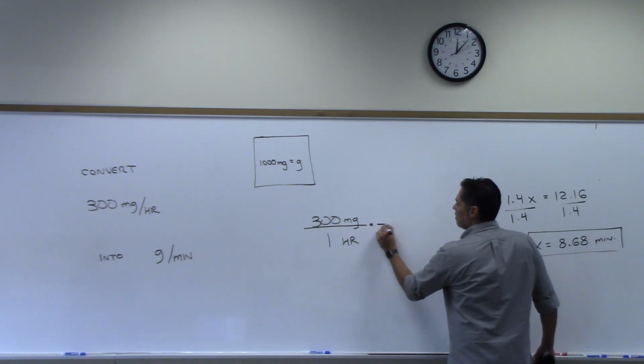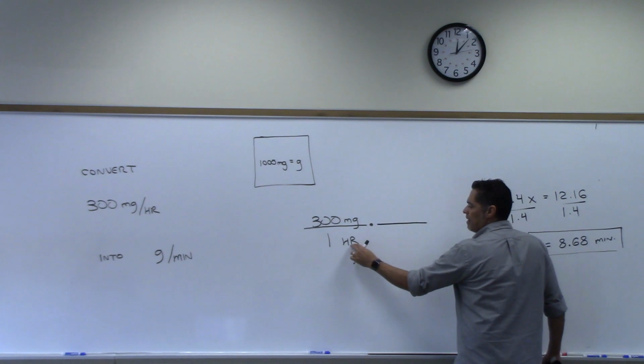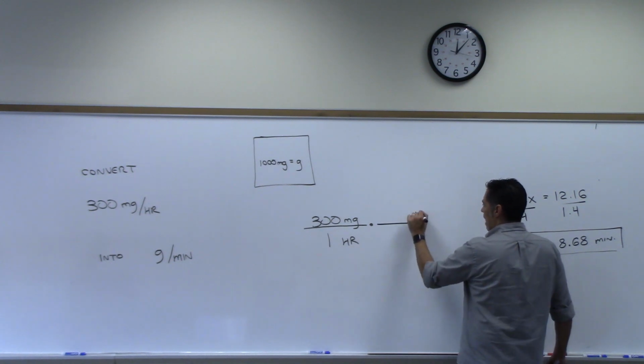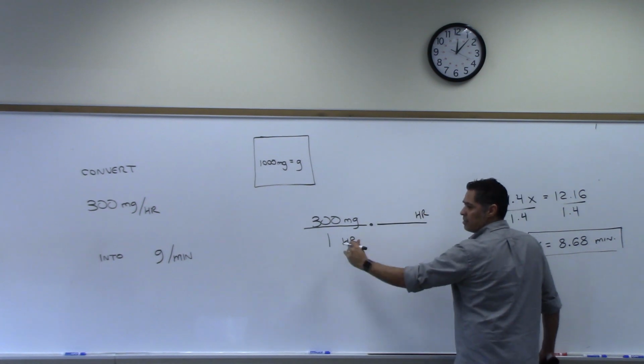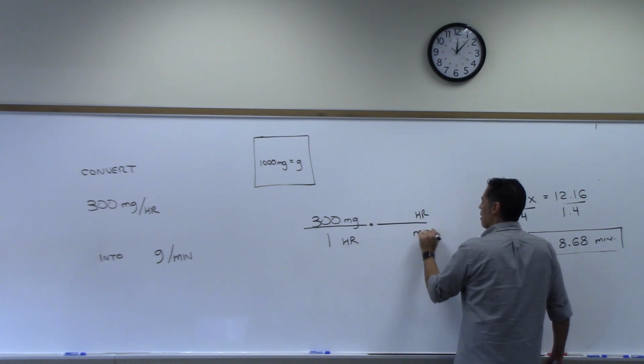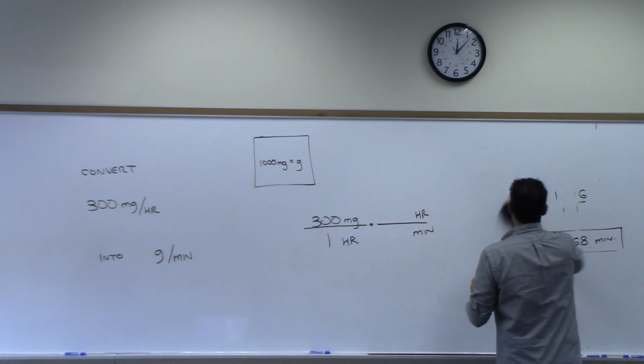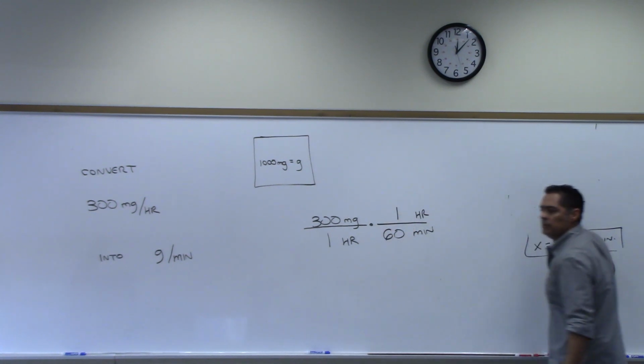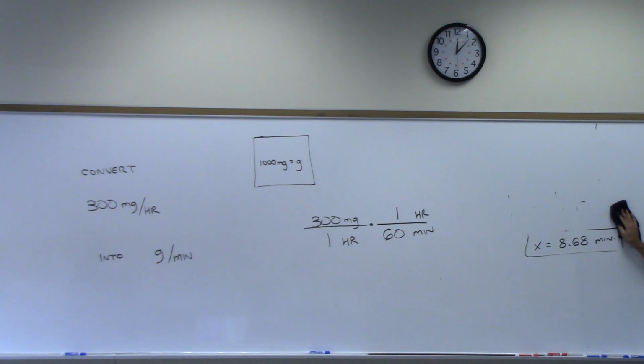I'm going to multiply this by something here where I can make the hour go away and make minutes appear. So I need the hours on top, that way it cancels, and then I need minutes on the bottom. And how many minutes did we say were in an hour? 60. So I put 60 minutes in 1 hour. See how that works?